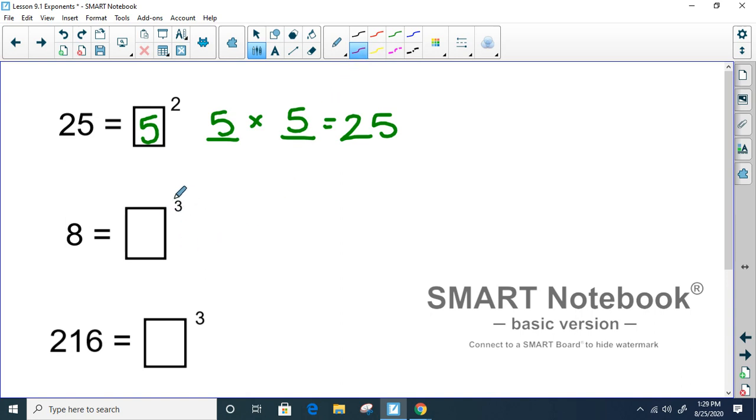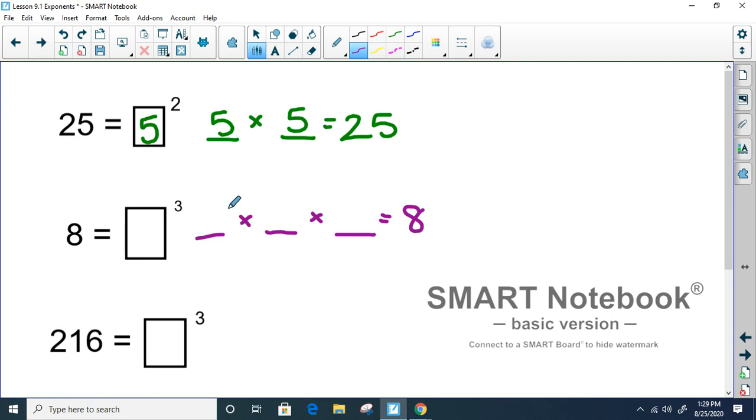So first I notice that it's being repeated 3 times. So I need to have my base 3 times, and that's going to equal 8. Now that's a pretty small number, 8. So I know that my number here has to be pretty small. So I can try some different things out.